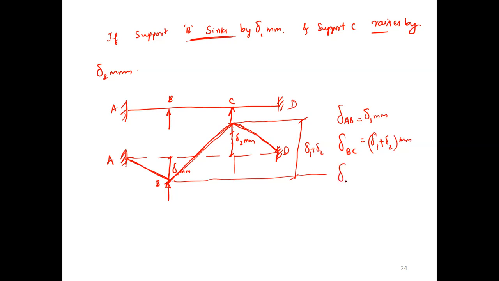Now, what is the height of CD? Delta 2. Delta AB is the same as delta BA, delta BC is the same as delta CB. What is delta CD? What is the height? Delta 2 mm, which is equal to delta DC. So this is very, very important.